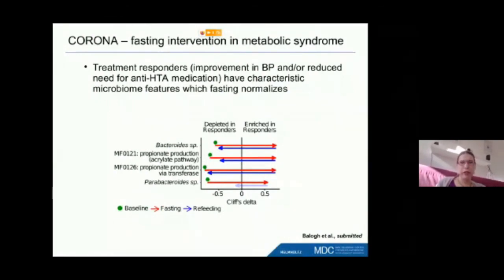So the subjects most likely to benefit by getting reduced hypertension, reduced need for hypertensive medication by a fasting regime like this are the ones that were depleted prior to the study for the production of propionate, again, an anti-inflammatory bacterial metabolite in the gut. And those subjects then see an improvement happening during the fasting phase, which, while it reverts 3 months later, has been elevated for a sufficient time for them to shift somehow into a better homeostatic state. And of course, we want to follow this up in other cohorts.